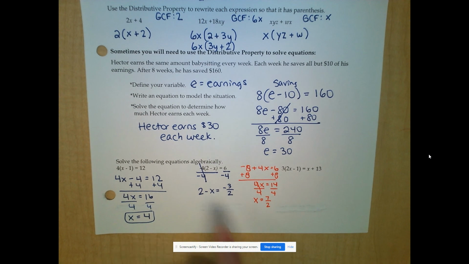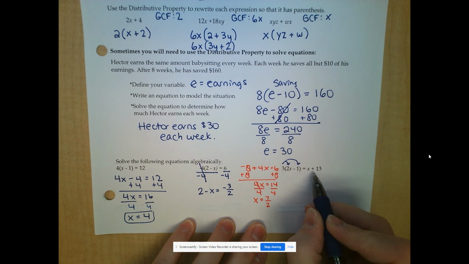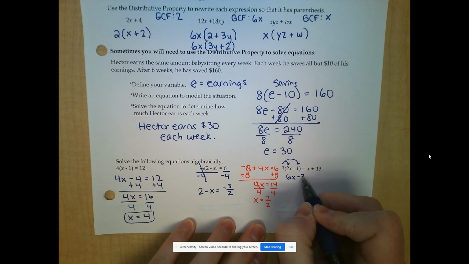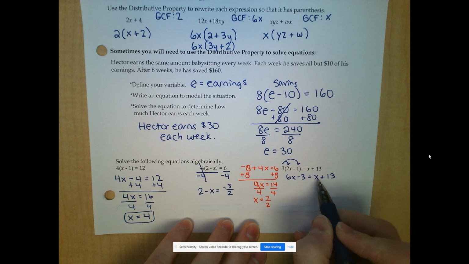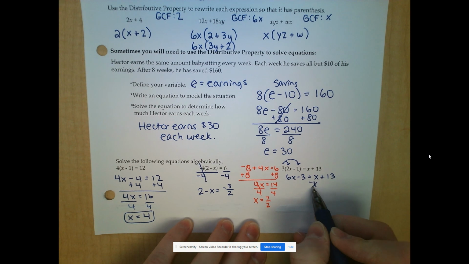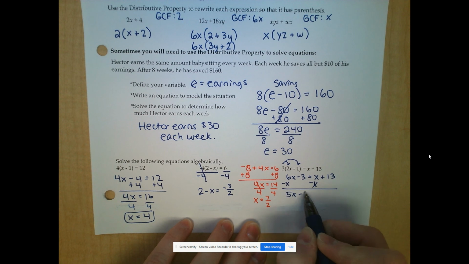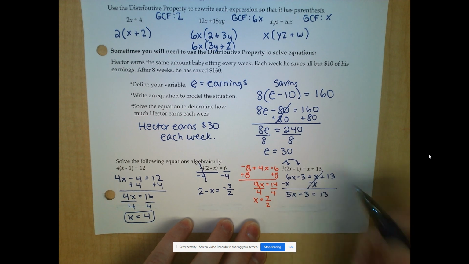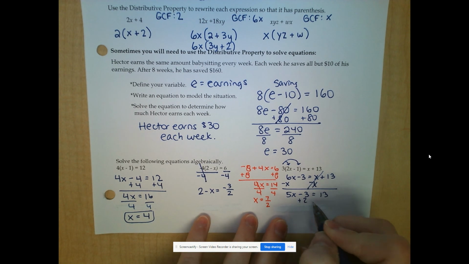Last but not least, I'm going to distribute the 3 on the left, and you'll notice I'm going to have variables on both sides. So 6x minus 3 equals x plus 13. I'm going to bring this x minus x on the right, minus x on the left. Bring all of my x's from the right side to the left side, and that means I now have a two-step equation. Add 3 to the right and the left.